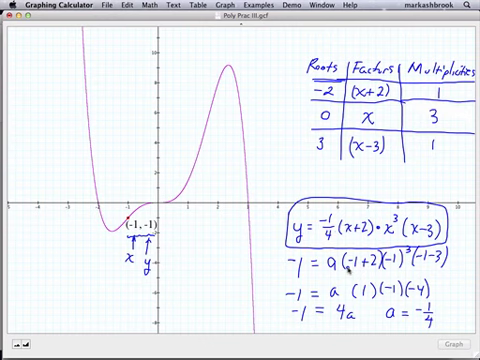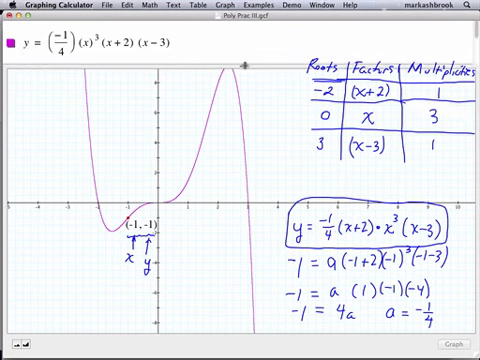On the test, will you always give us a point like that? In order to know, you'd have to know some point, so maybe the y-intercept or something like that. Okay? Let's see if it's right. Is that what we got?